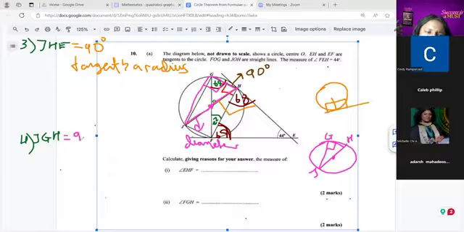So this question is interesting. The first two questions are the same size but different reasons. The second two are the same angle size, but different reasons again. So for this one, it's angles in a semicircle.